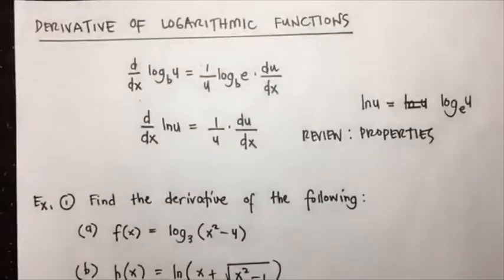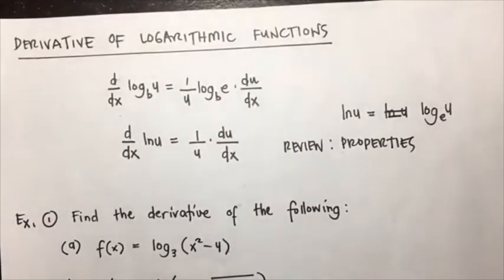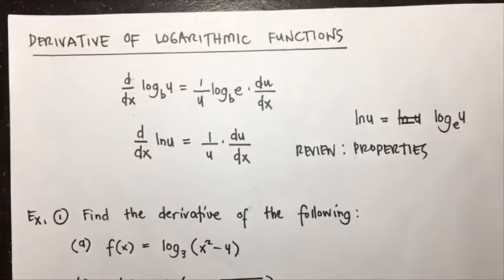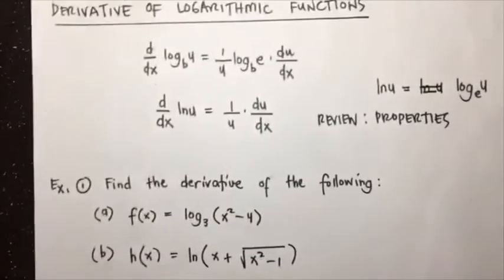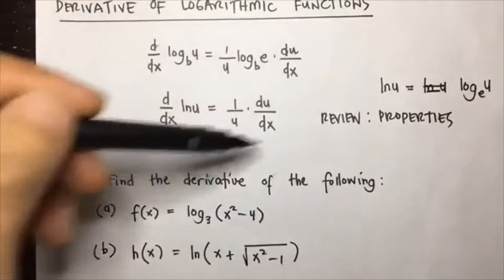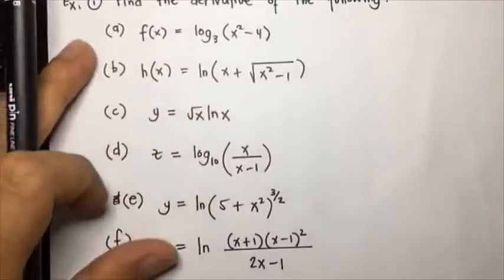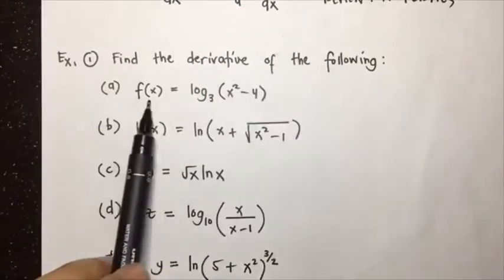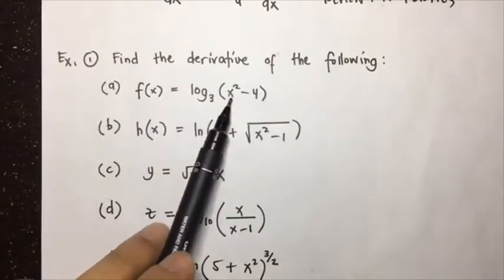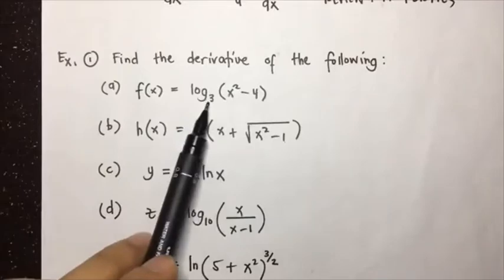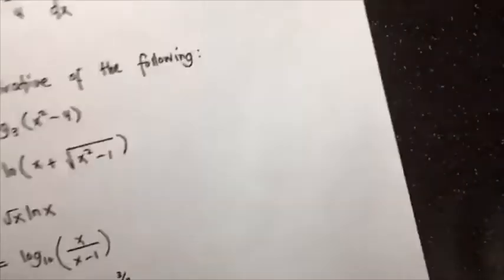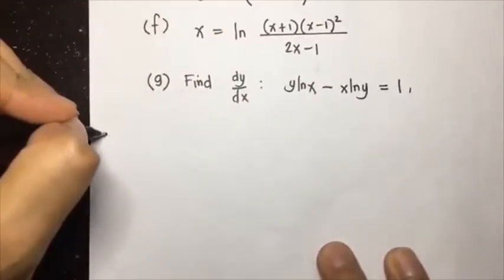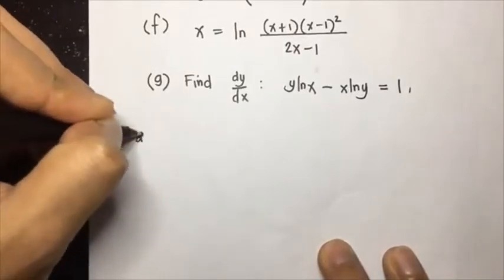Some of those properties may be used in the evaluation and simplification of the derivatives of the logarithmic functions. So let's see how we can apply these formulas. For the first example, find the derivative of f of x is equal to the logarithm of x squared minus 4 to the base 3. Let's just rewrite that here. Example A.